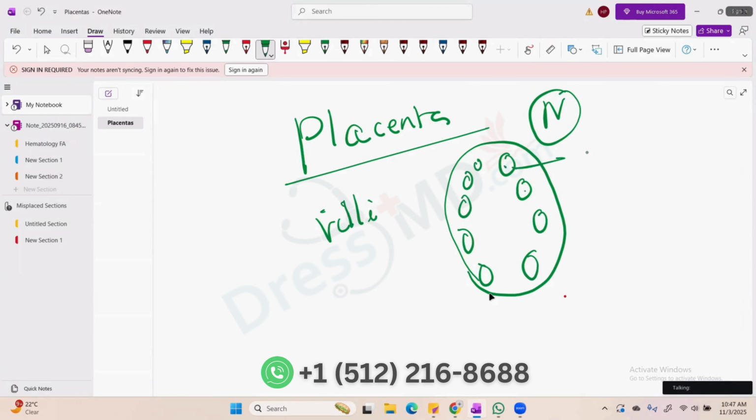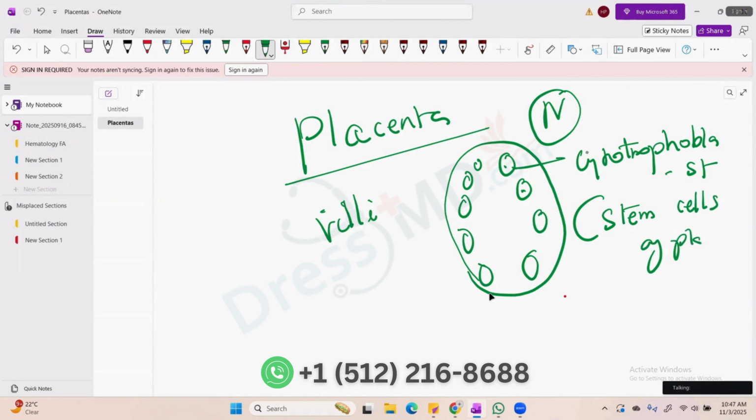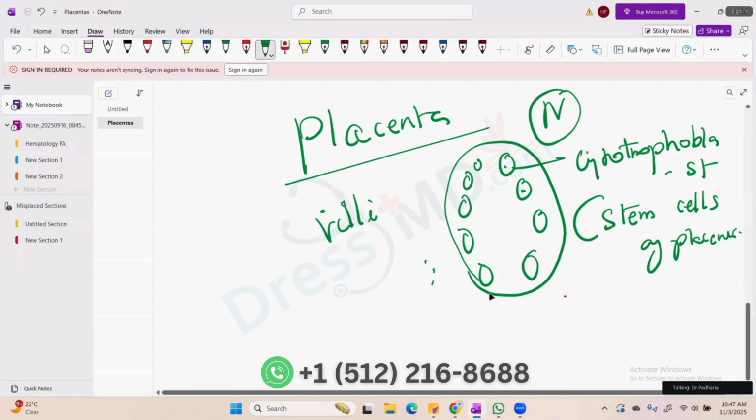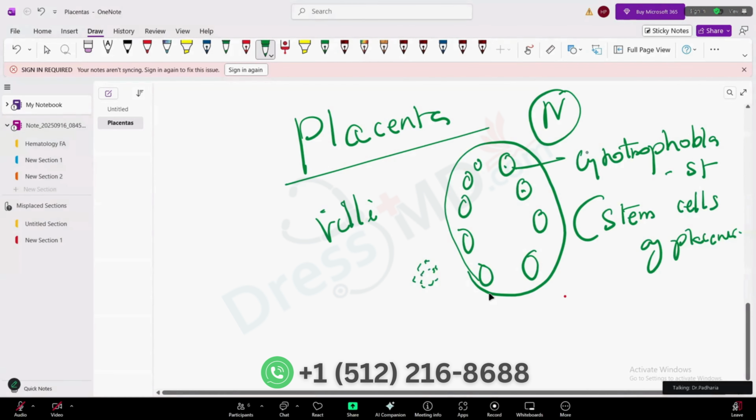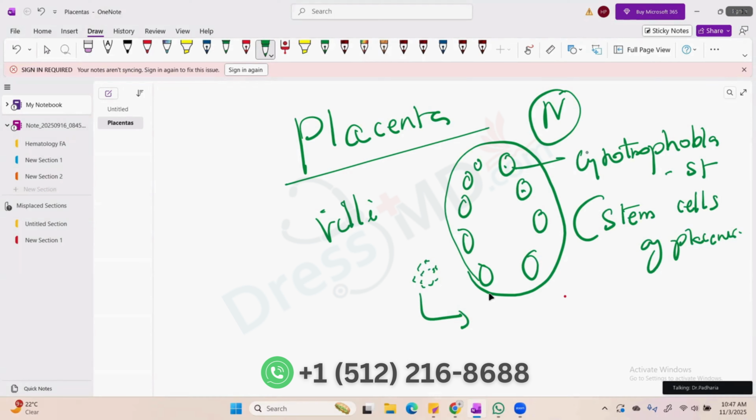the cytotrophoblast, which is also called the stem cells of the placenta. And in the outer lining we have the nest of cells. The outer lining of the villi has the nest of cells that is called the syncytiotrophoblast. And it produces, any idea, Sri? What does it produce, syncytiotrophoblast?